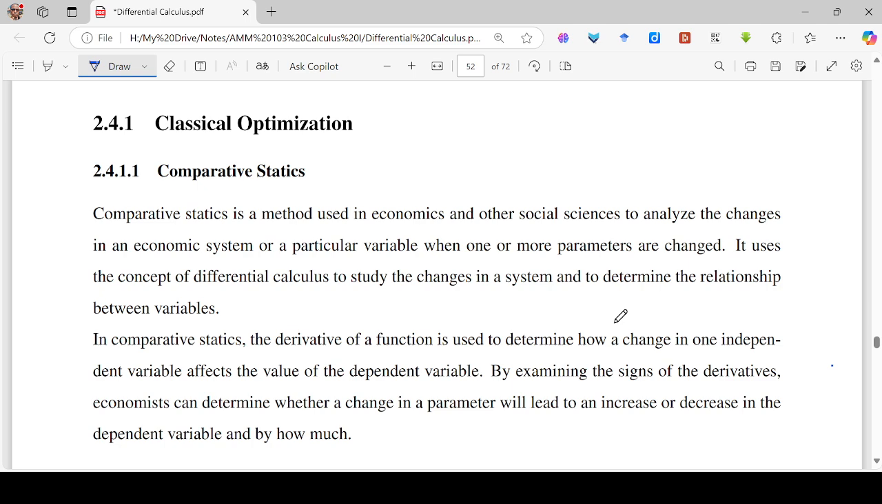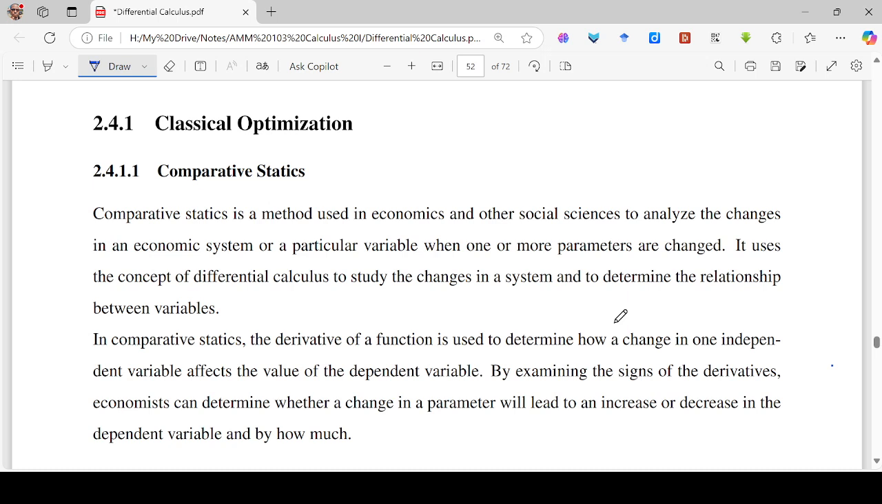Comparative statics is a method that is used in economics and many other social sciences to analyze the changes in an economic system or a particular variable when one or more parameters are changed. It uses the concept of differential calculus to study the changes in a system and to determine the relationship between variables. So in comparative statics, the derivative of a function is used to determine how a change in one independent variable affects the value of the dependent variable.